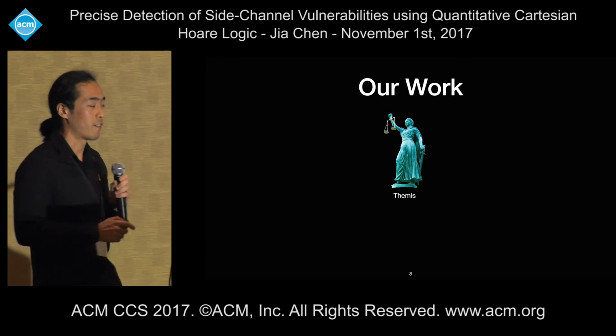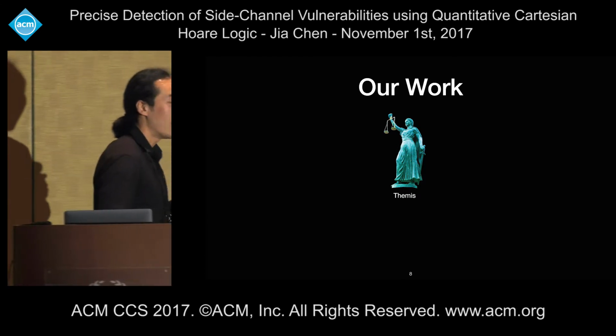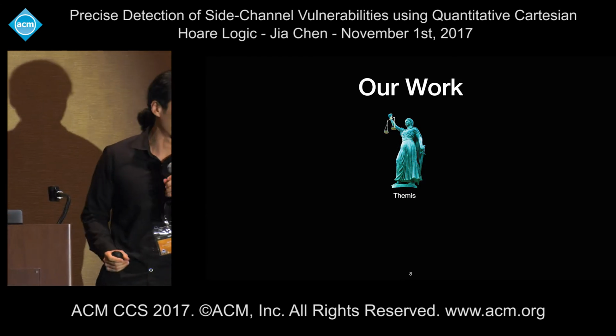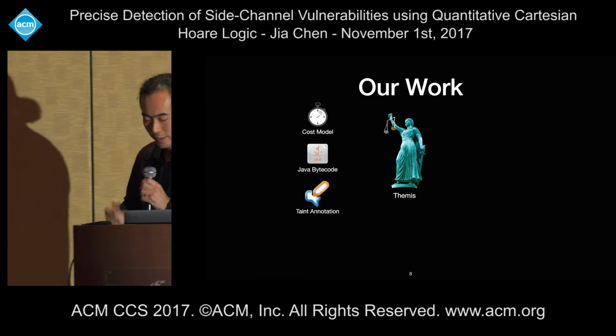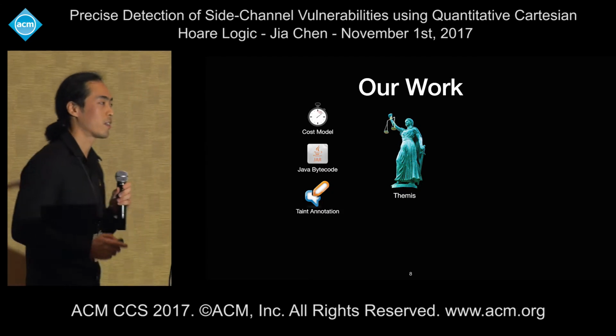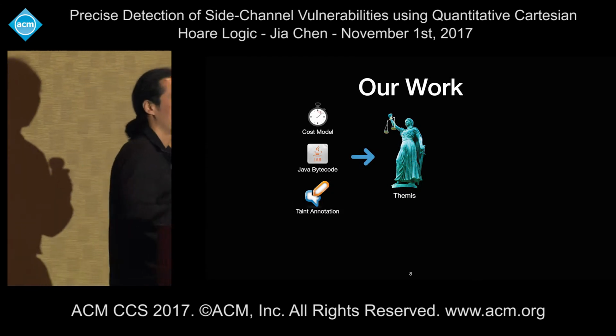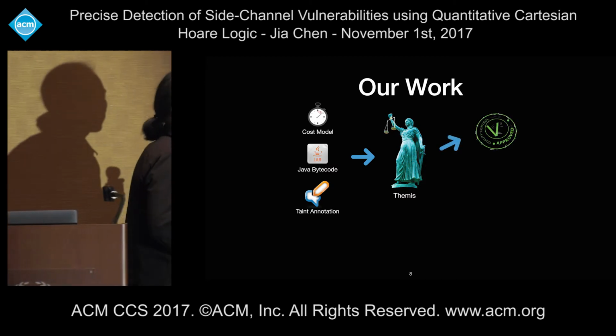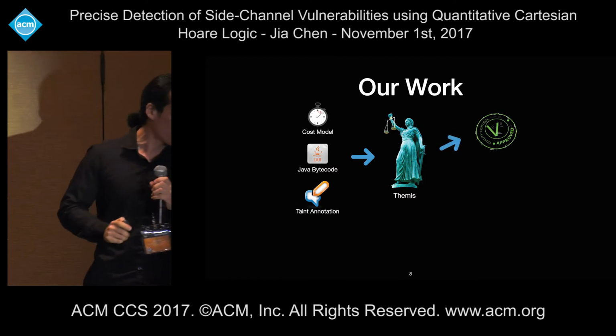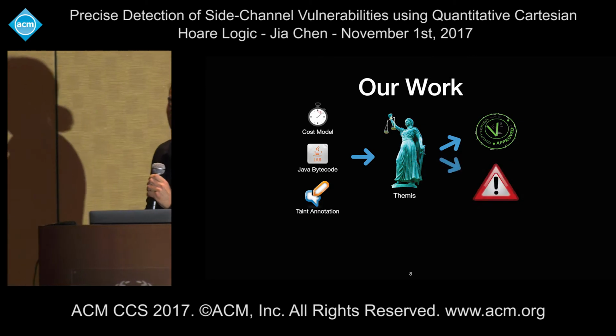It takes as input a Java program, some annotations about the program, as well as a cost model, which I am going to elaborate on later. And if it cannot find any side channel vulnerabilities, it is going to give us a proof that this particular program is free of side channels with respect to that particular cost model. Otherwise, it is going to issue a warning telling us something is wrong.